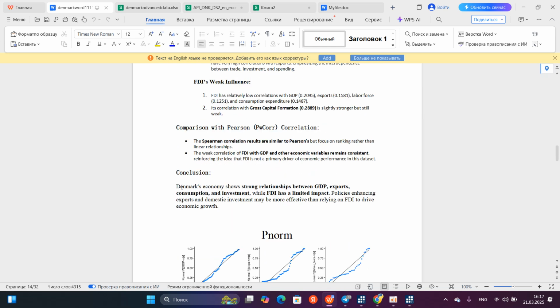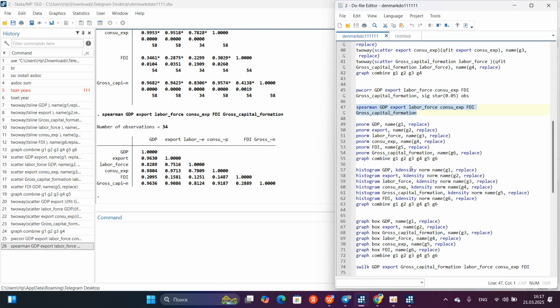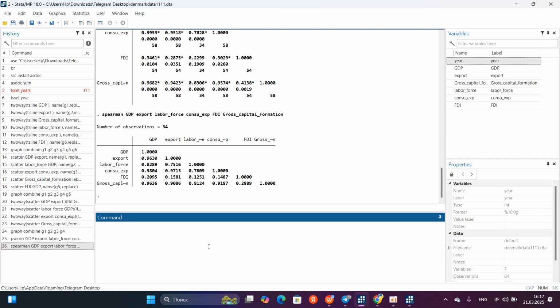And the conclusion: Denmark's economy shows a strong relationship between GDP, exports, consumption, and investment, while FDI has a limited impact. Policies enhancing exports and domestic investment may be more effective than relying on FDI to drive economic growth. Let's go back to the data, and our next command is pnorm. It helps us to see the normality of our variables, and let me explain it by graph.